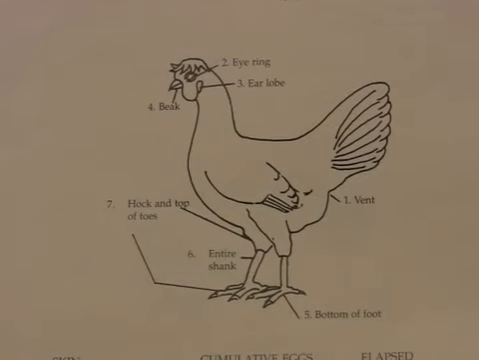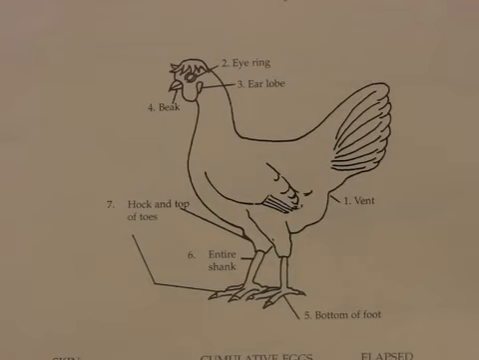Other parts of the chicken's anatomy that are important when determining coloration would be the vent, the eye ring, the earlobe, the beak, the bottom of the feet, the entire shank, and the hock and tops of toes.